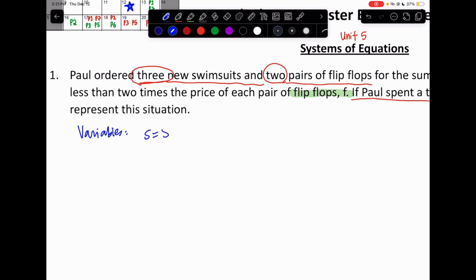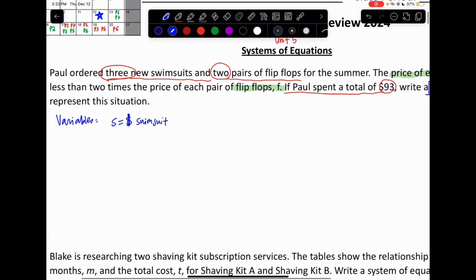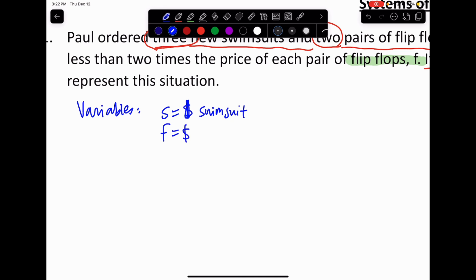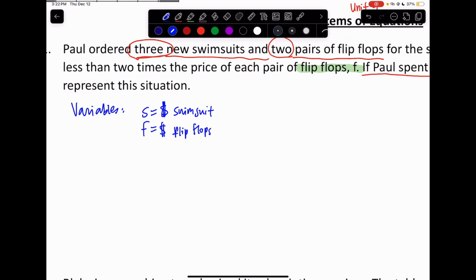My variables are S, which is the price of a swimsuit. And it is not enough for me to just say a swimsuit. I have to know what aspect of the swimsuit I'm finding. Is it the price? Is it the number of swimsuits? Is it the weight of a swimsuit? I have to specify that it is the price of a swimsuit. Likewise, F will be the price of a pair of flip-flops. It's kind of like an abbreviation. Anytime I want to talk about the price of a swimsuit, I say S. Anytime I say F, I'm talking about the price of a pair of flip-flops.